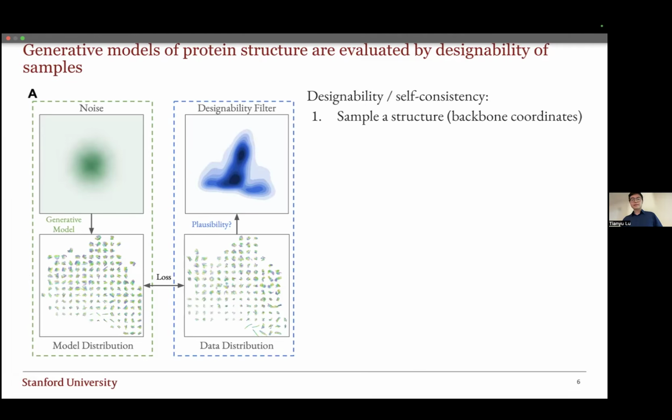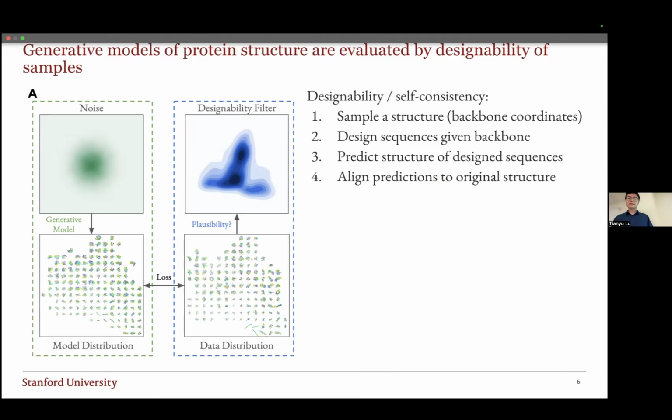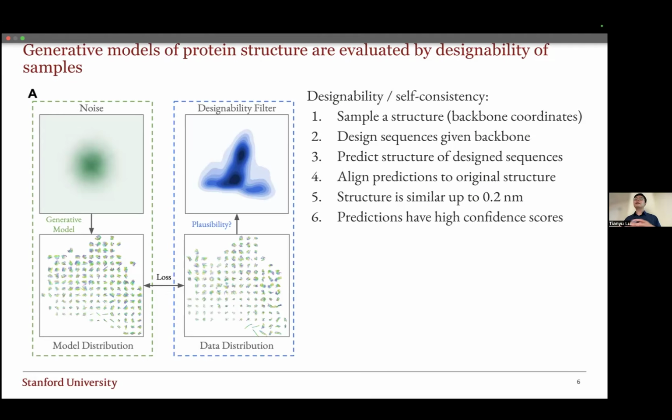So in practice, in English: sample a structure, design sequences given your backbone, predict the structure of the designed sequences. You do a globally optimal alignment. And if your structure is similar up to 0.2 nanometers and your predictions are highly confident, then that in a way says that your designed structure is self-consistent and is so-called designable.